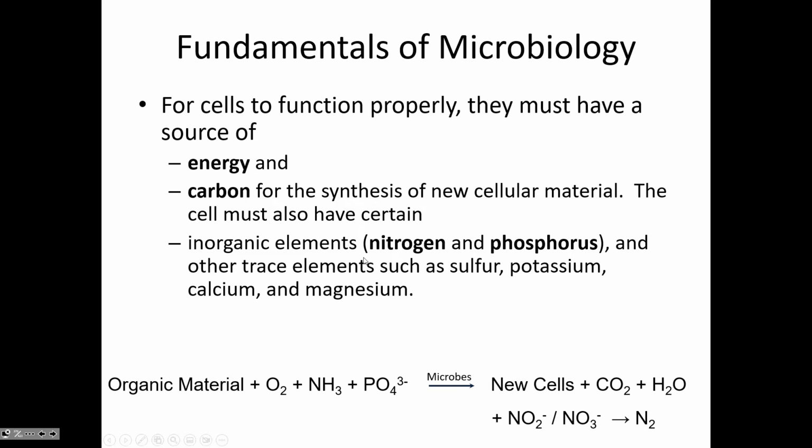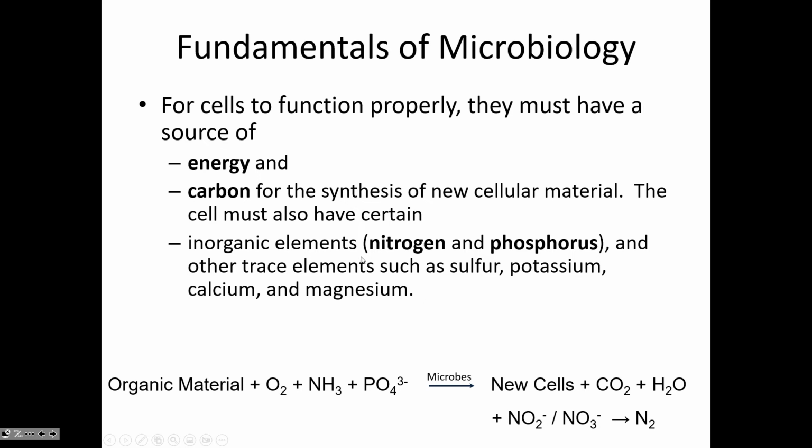And then there are a few trace elements that are really important as well. And the ones that are typically limiting are nitrogen and phosphorus. The other elements like sulfur, potassium, calcium, magnesium, they're all required, but they're typically in much larger abundance, and so they're not the limiting reagents for the growth of new microbes.